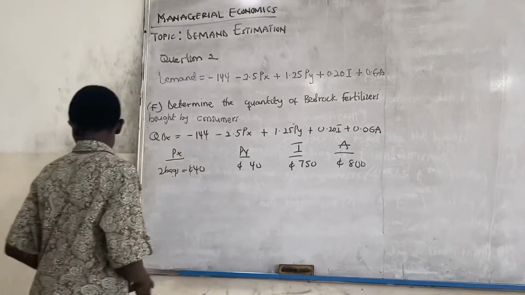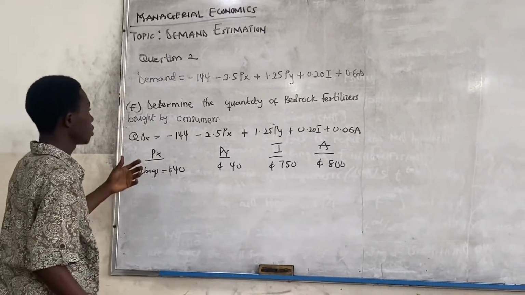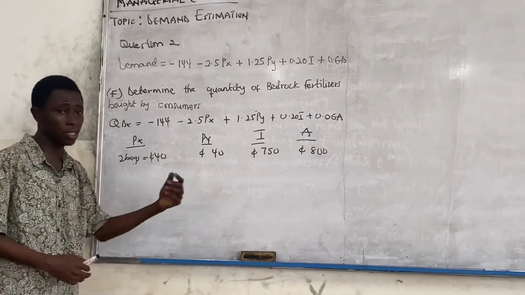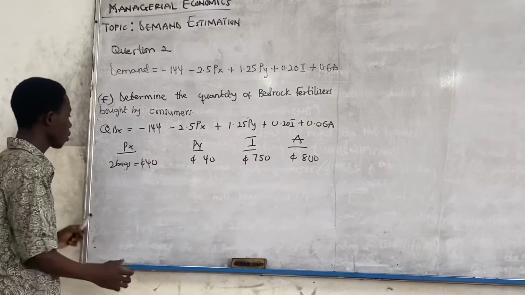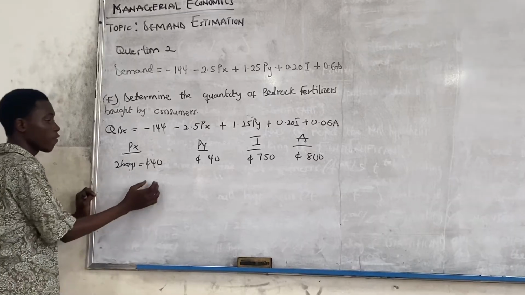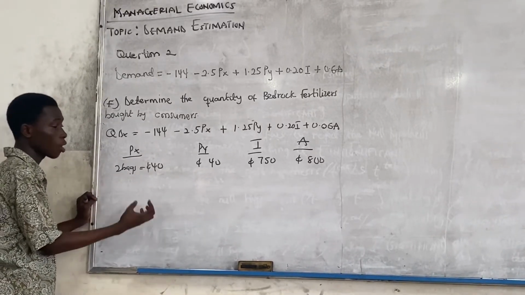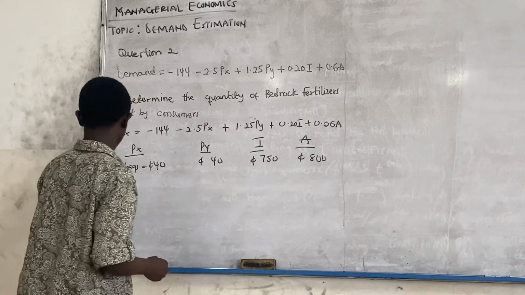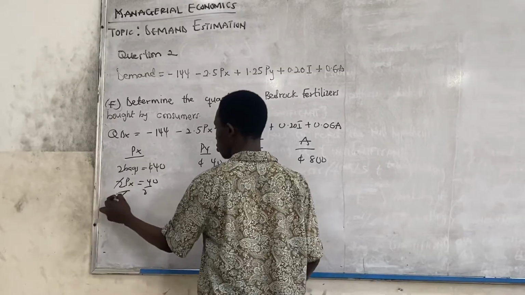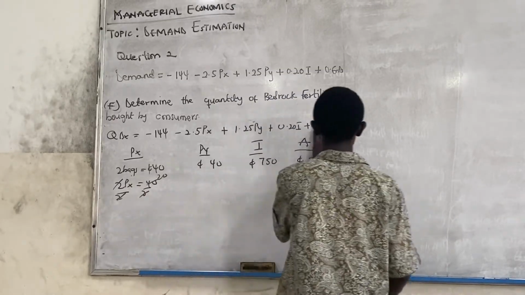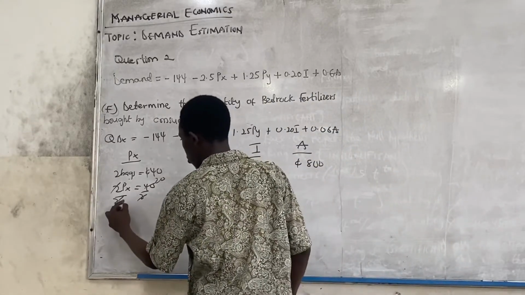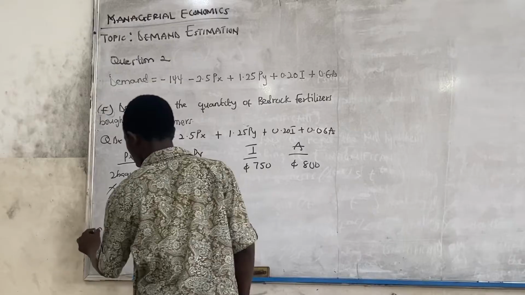Whenever you are dealing with demand estimation, you want to get the actual quantity. You're supposed to be given, let's say, PY is 40 cedis or PY is 30 cedis. Whenever you are given it in this format, 2 bags is 40 cedis, we want to get the actual price. So we divide the 40 by what? 2. Then we get the actual price. It becomes 2 Px is equal to 40, so Px is 20.